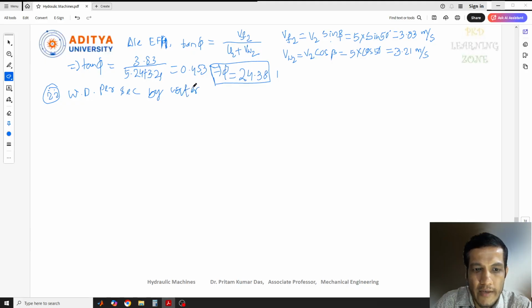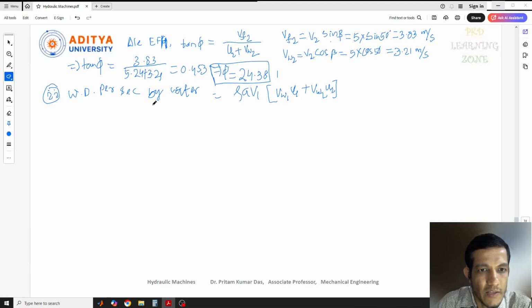So here the formula is actually, we can write this is rho a v1, bracket start, VW1 U1 plus VW2 U2. Okay, why? Because here beta is taken positive. Okay, because it is less than that one. So we can write this is our formula.